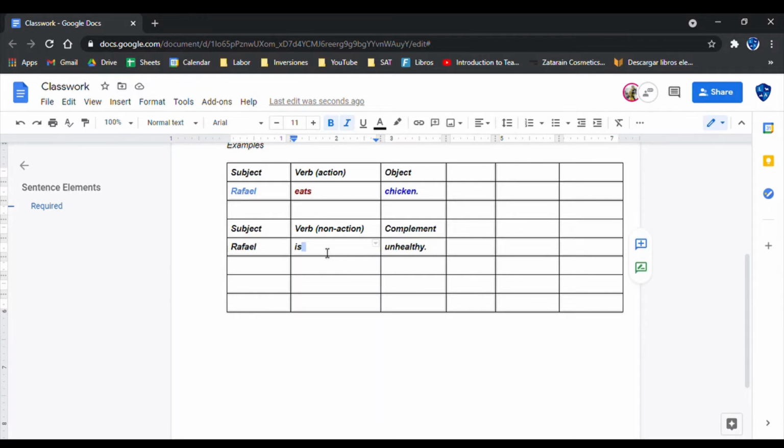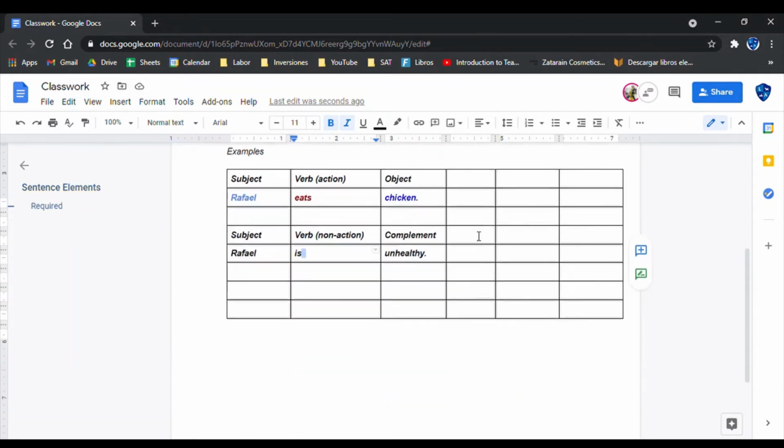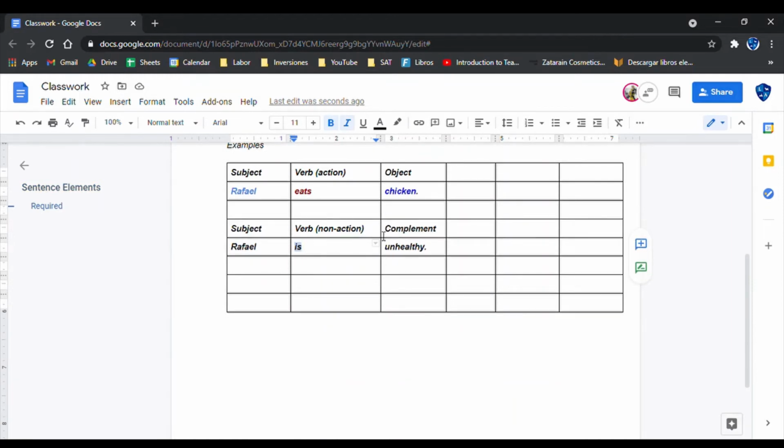So this verb is considered a non-action. You can be frozen and you are still unhealthy. This type of verb is also called a state verb. It's a state. You are in a state of unhealthiness, right? Estás en un estado de no saludable. Es un estado, no es una acción.